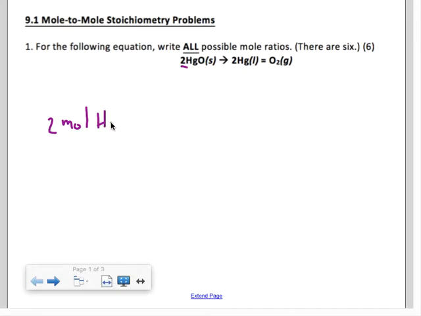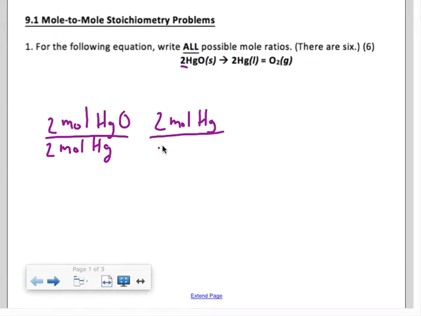2 mole HgO. Let's just say I want to go to Hg, mercury, on the other side. There's a 2 there, so it would also be 2 mole Hg. But then I can flip it. So there's 1 mole ratio, 5 more to go, so I can flip it. 2 mole Hg on the bottom, 2 mole HgO. So 2 mole ratios down, 4 more to go.